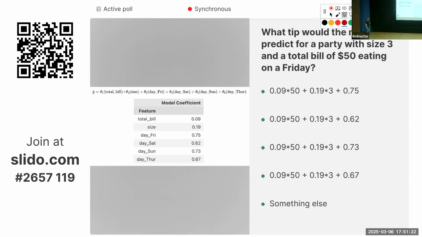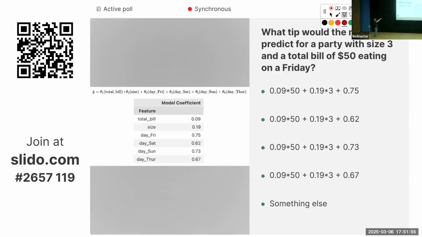Okay, so what's going on here? The coefficient for the total bill is 0.09. That means theta 1 is 0.09. Notice we fit this model without an intercept. There's no intercept term here. What was the total bill? The total bill was 50 bucks. We take our coefficient, 0.09, and we multiply by 50. So all of these are correct here. Second piece, same idea. There's 3 people in the party. We multiply 3 by 0.19.